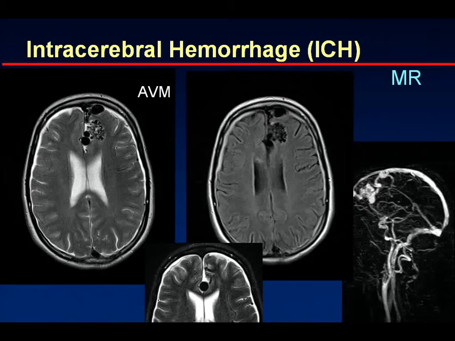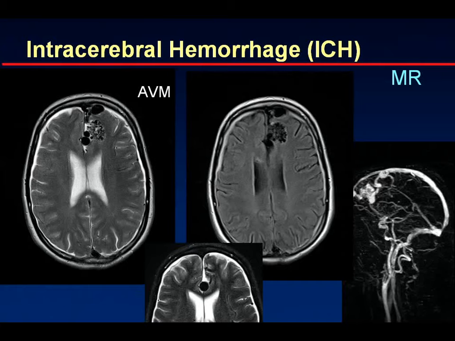AVMs can be another cause of bleeding. Here you see a T2 weighted image, here a gradient echo, and you see that there is a little bit more black than you would expect. So this thing has been slowly but surely bleeding a little bit into the brain tissue. And so this is something obviously that needs to be treated.